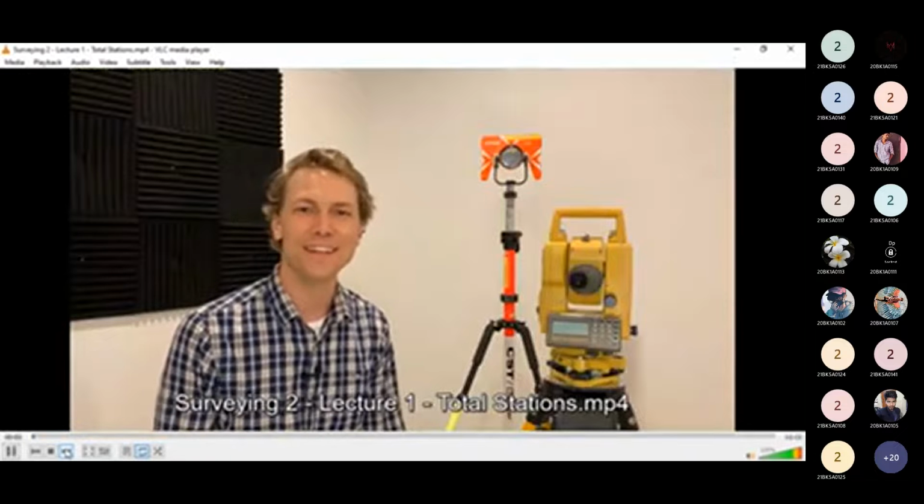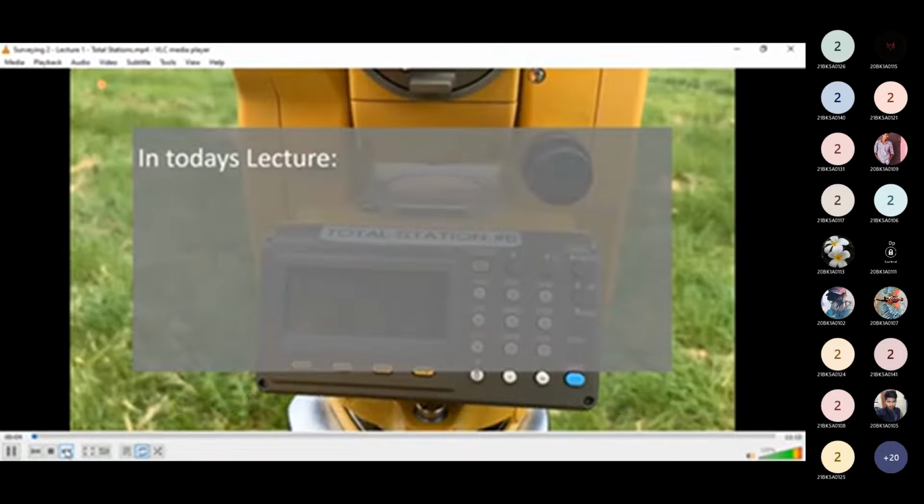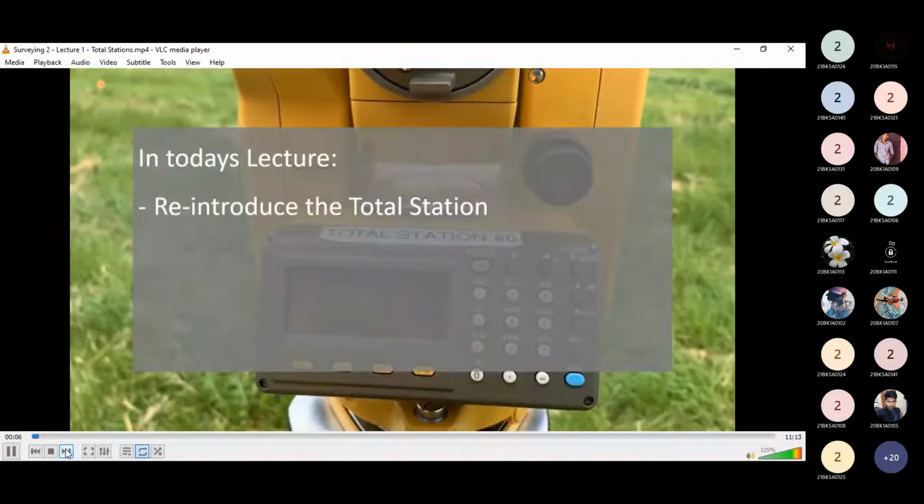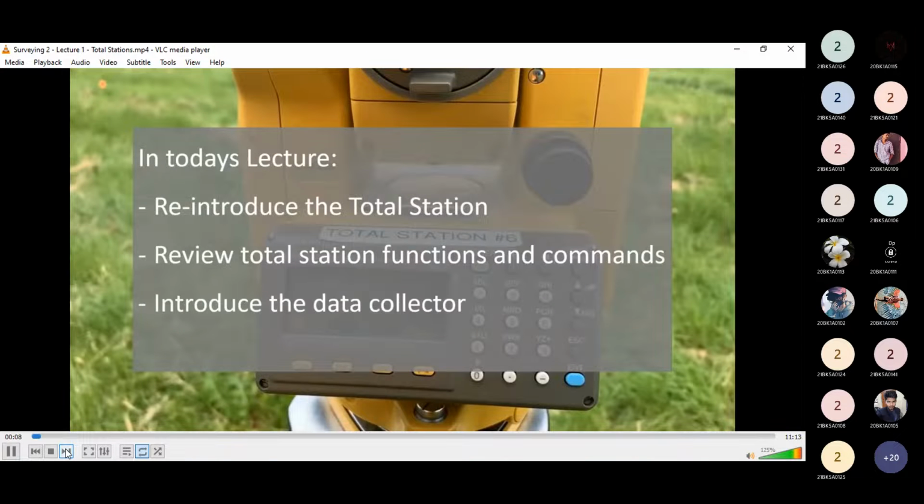Welcome to Lecture 1. In today's show, we'll reintroduce the total station, review some functions and commands, and introduce a data collector.